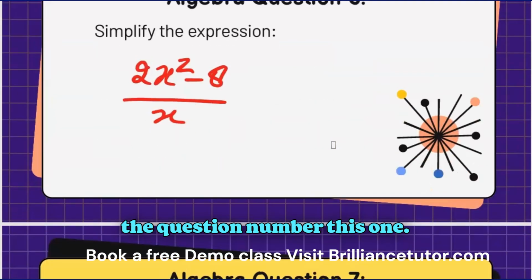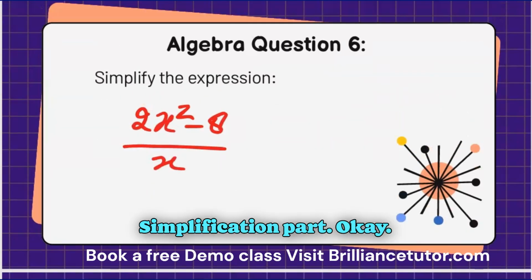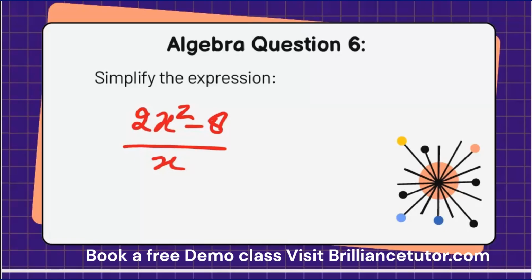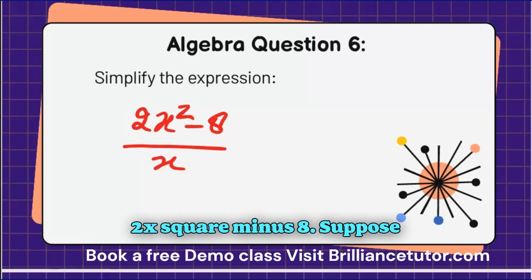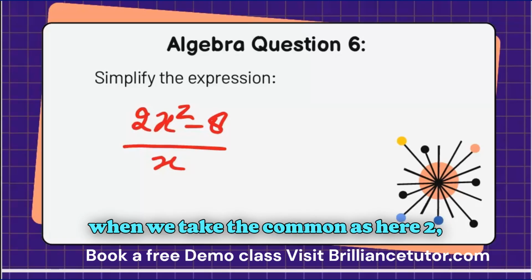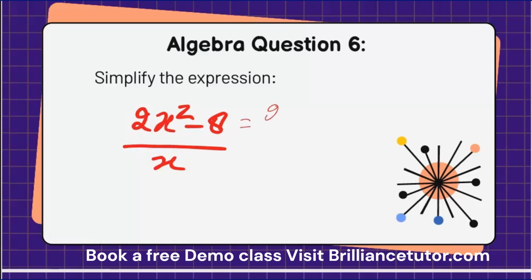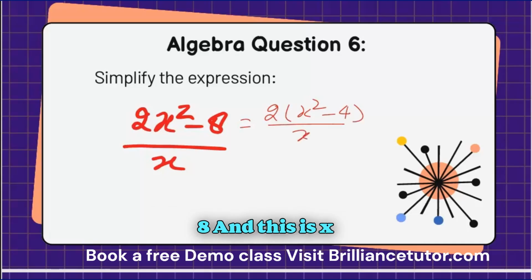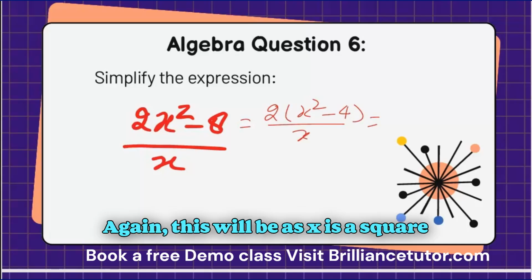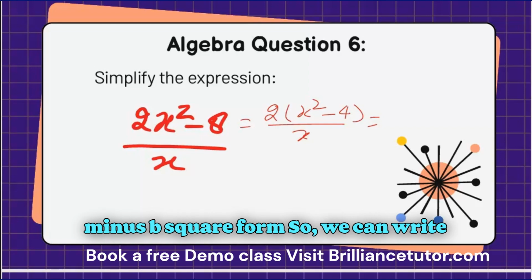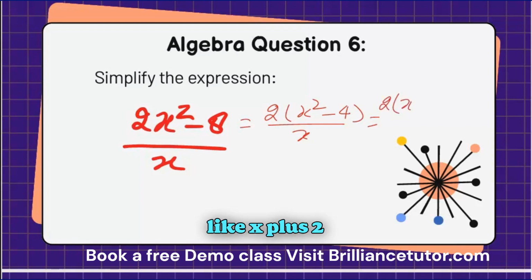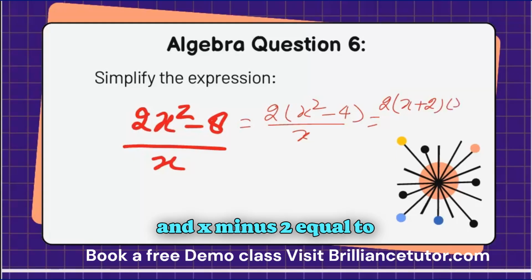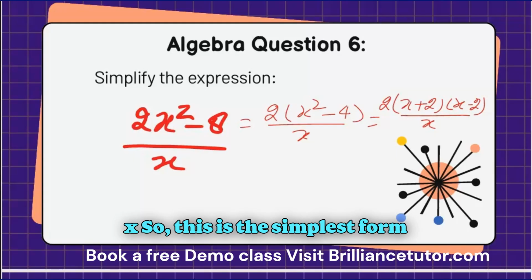Now see the question, this one, the simplification part. Okay, 2x square minus 8. Suppose when we take the common factor 2, it is x square minus 4, 2 4s are 8, and this is x. Again this is in the form of a square minus b square, so we can write like x plus 2 and x minus 2, equal to x. So this is the simplest form of this one.